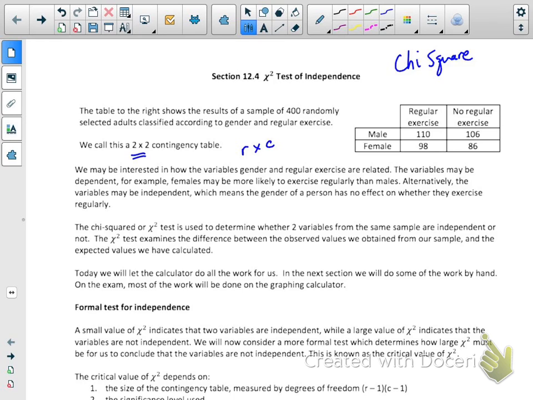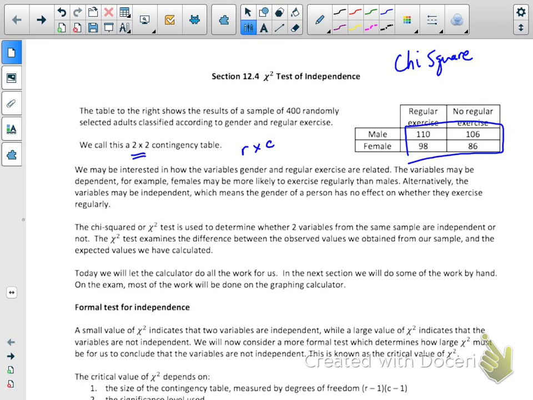The test examines the difference between the observed values, which are the ones given to you in the table, and expected values that we calculate. Now, you will either be calculating those by hand, not for an entire table, but you do need to be able to calculate some of those. We'll talk about that in section 12.5. Today, the calculator does all of that for us, and I'll show you some of those steps as we go along here.